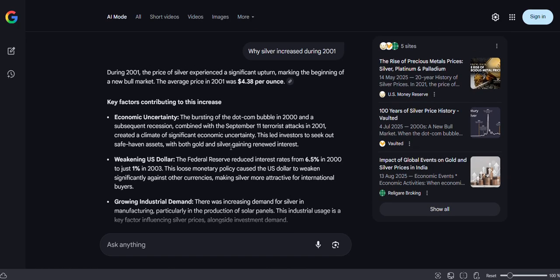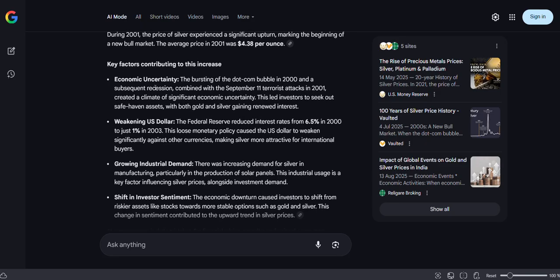One is that the dollar was getting weakened because of inflation. Everyone knows that inflation is common in any country, due to which silver increases. After that, the main thing was economic uncertainty as well as industrial requirement. These are the major reasons that time it increased.